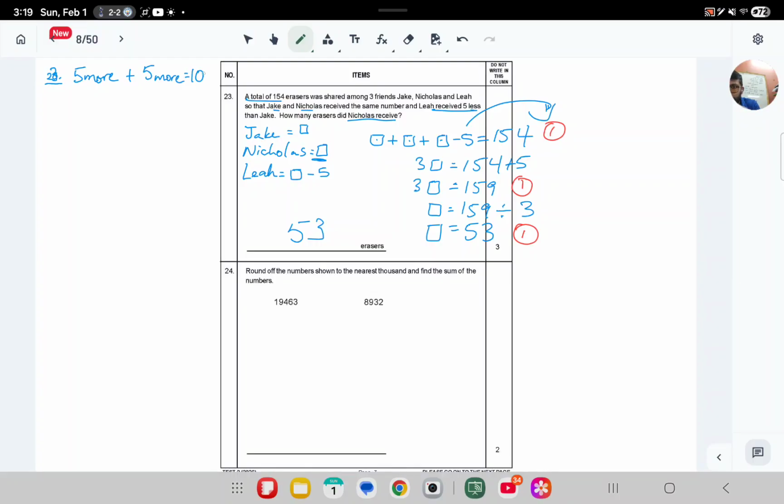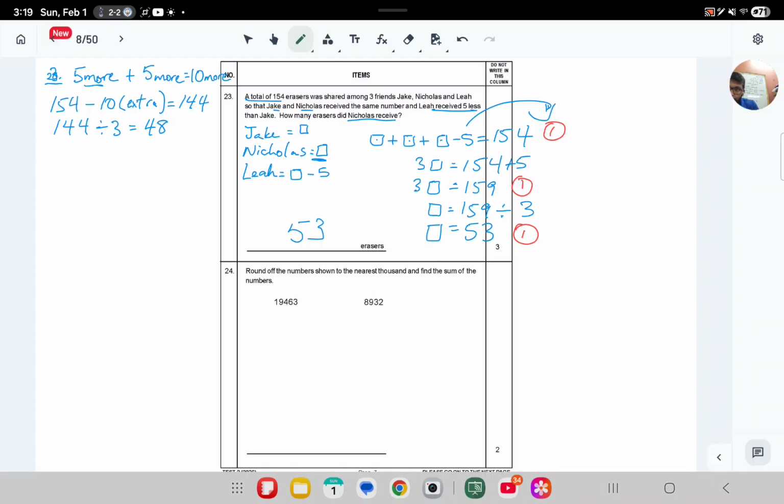So based on this information, that would be 10 more in total. Alright, so from this 10 more in total, we could have taken the 154 and take away the 10 more, we'll call the extra that they received, and that will leave us with 144. And 144, we need to divide that by the true friends, right? Because it's Jake, Nicholas, and Leah. So we take that 144 and we divide it by 3. And that will leave each one of them getting 48.